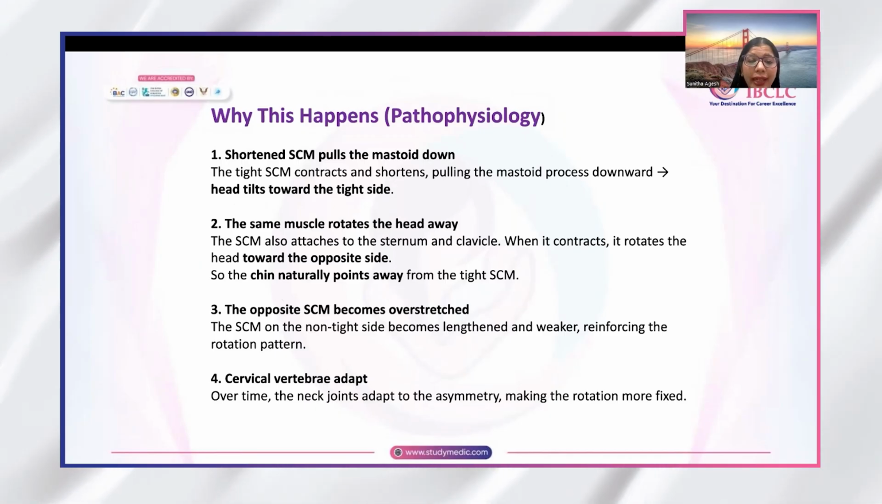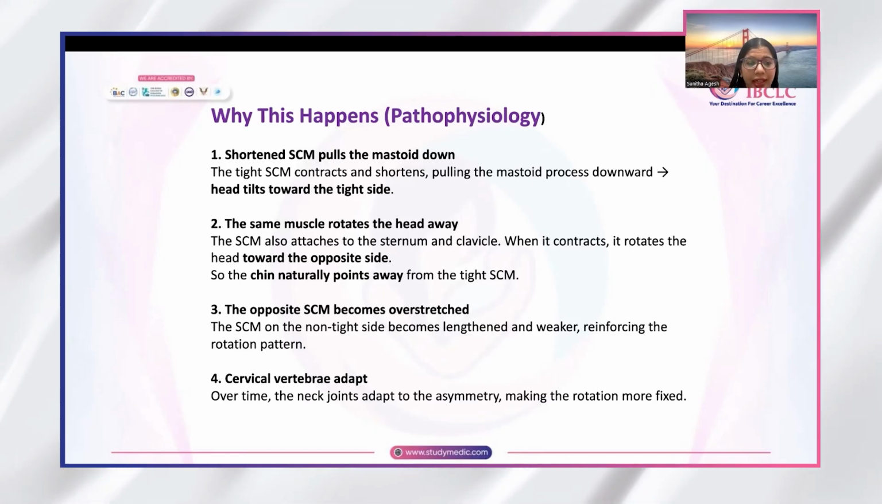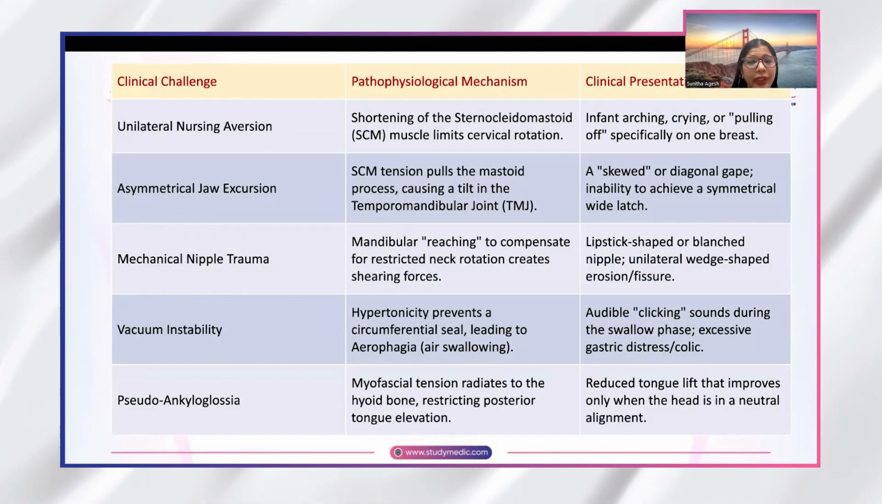The SCM is also attached to the sternum and clavicle. When it contracts, it rotates the head towards the opposite side. So the chin naturally points away from the tight SCM. The opposite SCM becomes overstretched. The SCM on the non-tight side becomes lengthened and weaker, which reinforces the rotation pattern. So for the pathophysiology, I already showed shortening of the SCM muscle, limited cervical rotation.